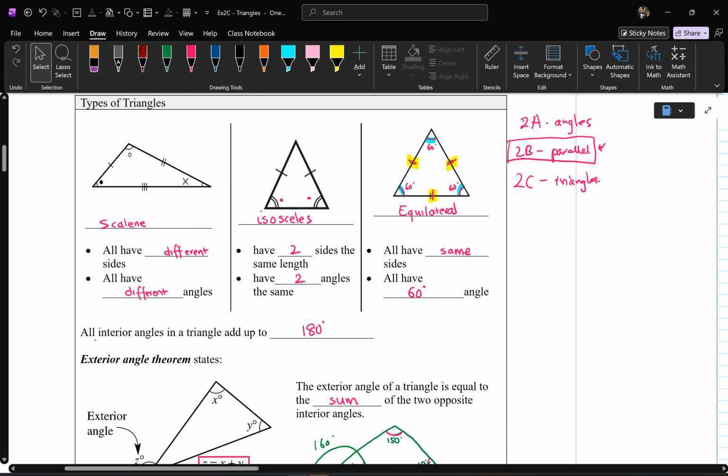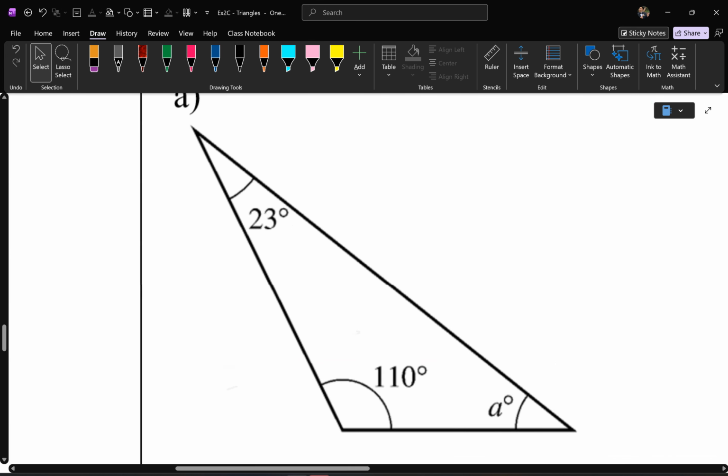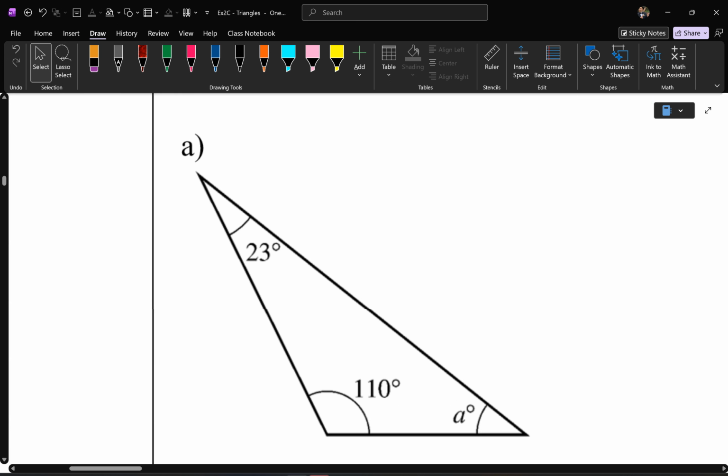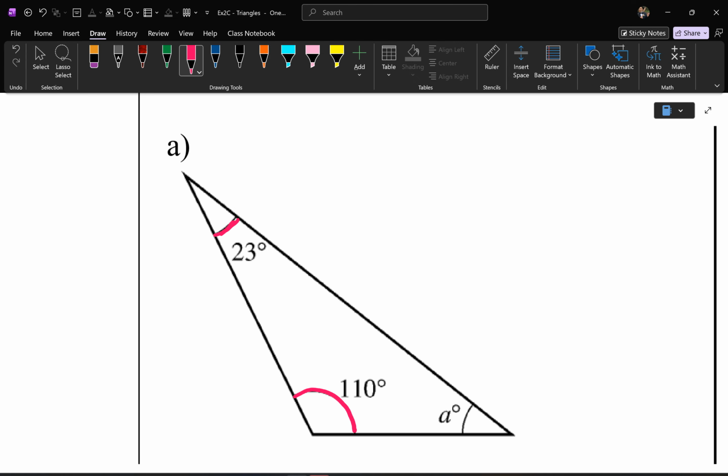So 2 skills for today. You need to be able to label and identify different shapes. The last one is solve for angles in a triangle. 2 skills. Here we go. Here's the first one. Here's a triangle. First theory that we know, because it's a triangle, all the angles must add up to 180. So write out your thinking.